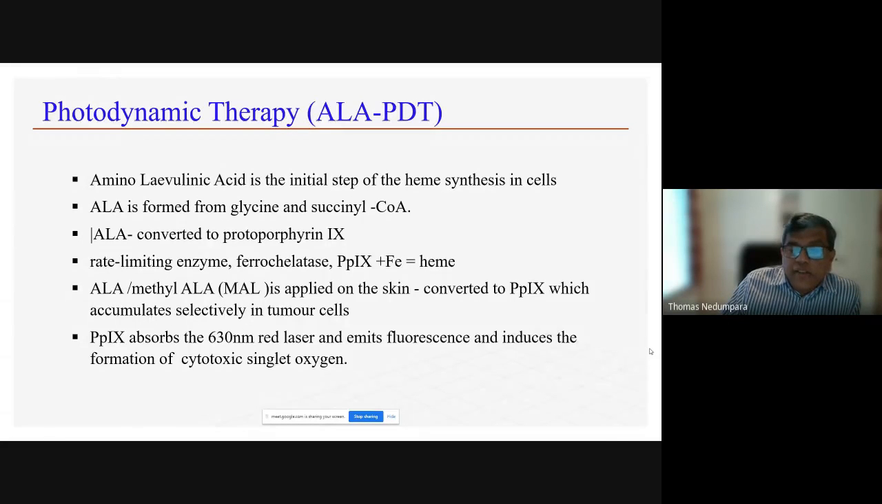So you then apply a laser at 613 nanometer. This laser is absorbed by protoporphyrin IX. And it has two properties. It will give a fluorescence, so you can know where the cancer cells are. And also, it induces the formation of cytotoxic oxygen-free radicals, especially singlet oxygen. This is unstable and it releases its energy and destroys the cell.